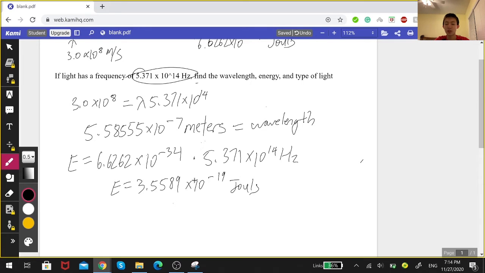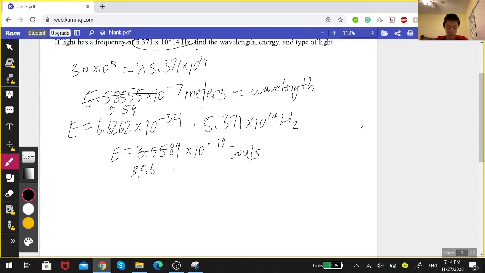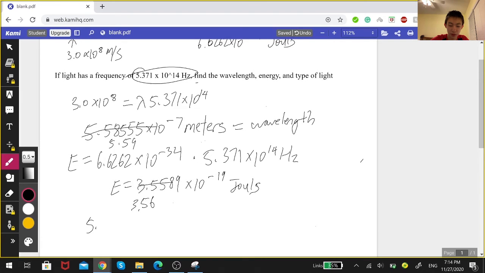And remember to use rule of 3. So this will actually be 5.59. This will be 3.56 here. Now finally, we found wavelength, we found energy. Now we're going to find type of light. So we go to wavelength, 5.59 times 10 to the negative 7 meters. 1 meter contains 10 to the negative 9 nanometers. So 5.59 e to the negative 7, times e to the 9th. Okay, that gives us 559 nanometers.